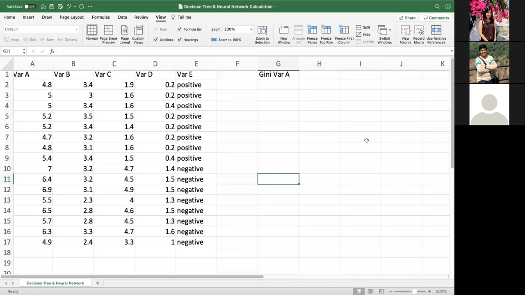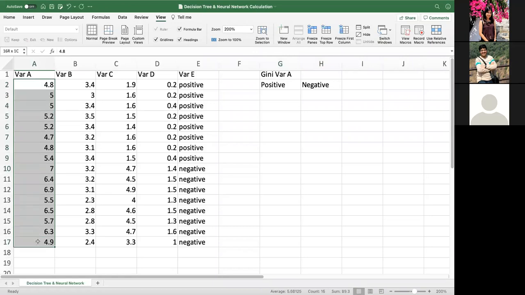How many classes do we have? Two classes in the dependent variable, positive and negative. Now, what is the lowest value in variable A and what is the highest value in variable A? The lowest value is 4.7, and the highest value is 7.